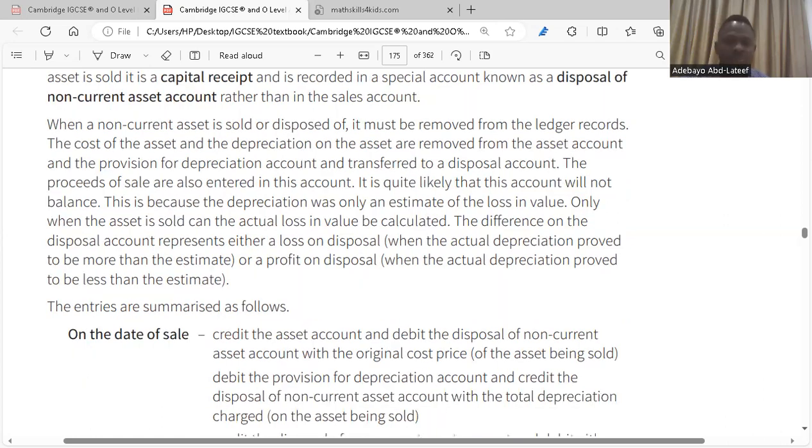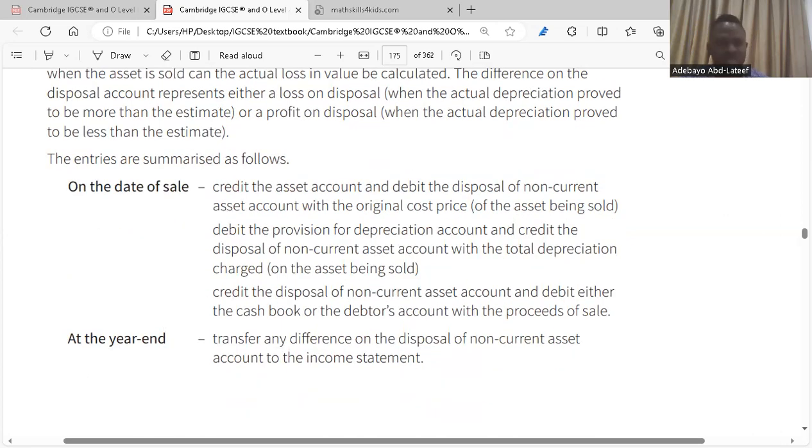So the entries are summarized. On the date of sale, credit the asset account and debit the disposal non-current account with the original cost of the asset. So this is what you do. When you are about to dispose of the asset, you have to open a disposal account. That account is receiving the asset that you are disposing. So that means that account should have a debit balance.